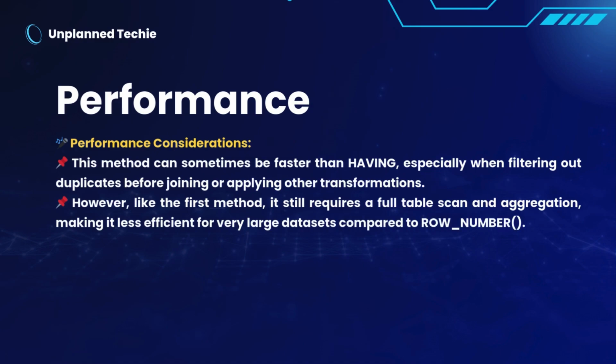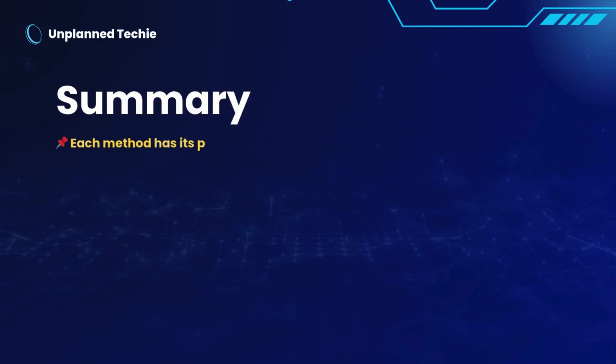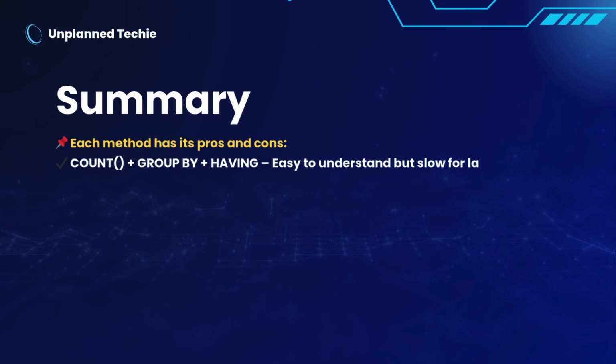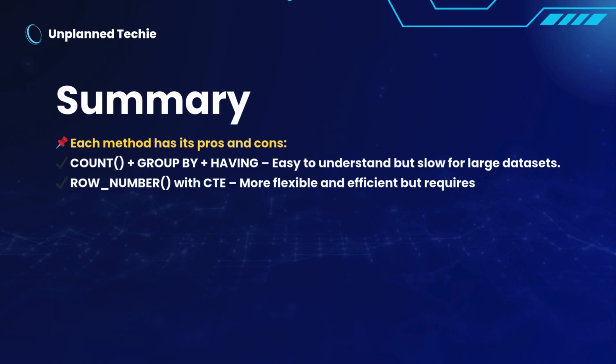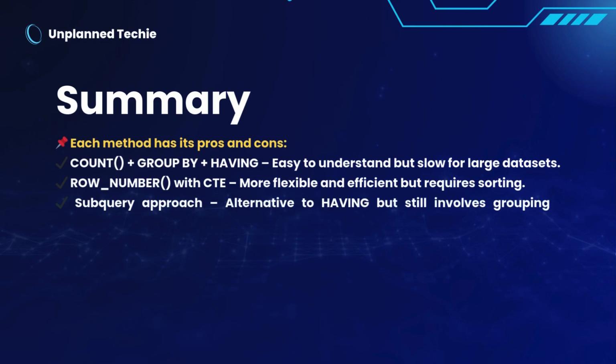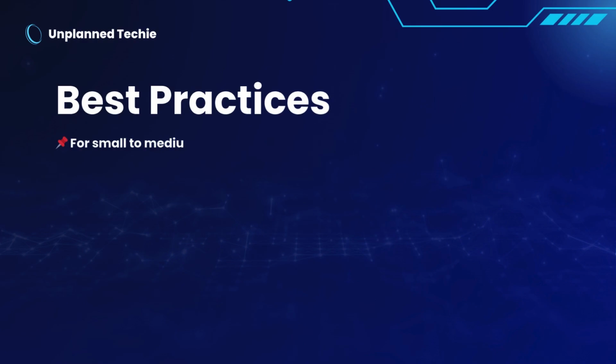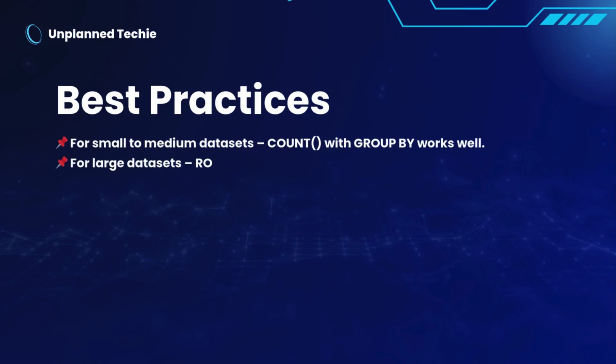That's it for the different methods to identify duplicates. Now let's summarize what we discussed. Count with group by and having is easy to understand but can be slow for large datasets. Row number with CTE is more flexible and efficient but requires sorting. The subquery approach can be an alternative to having but still involves grouping and counting. For small to medium datasets, count with group by works well, but for large datasets, row number with CTE is often the best choice. Now that we've identified duplicates, in the next section we'll explore how to remove them efficiently.